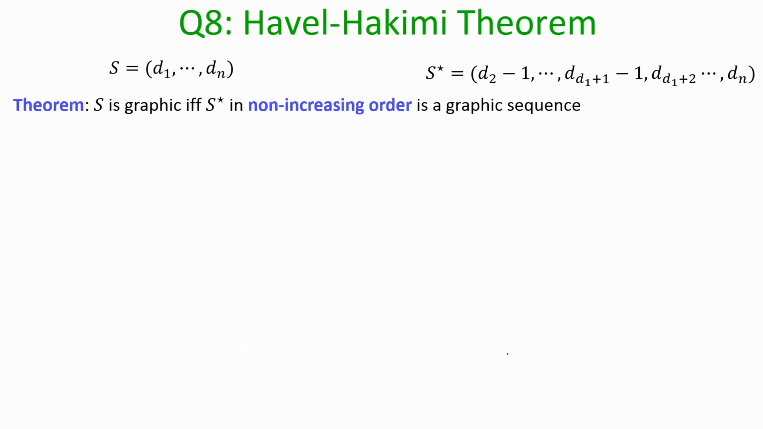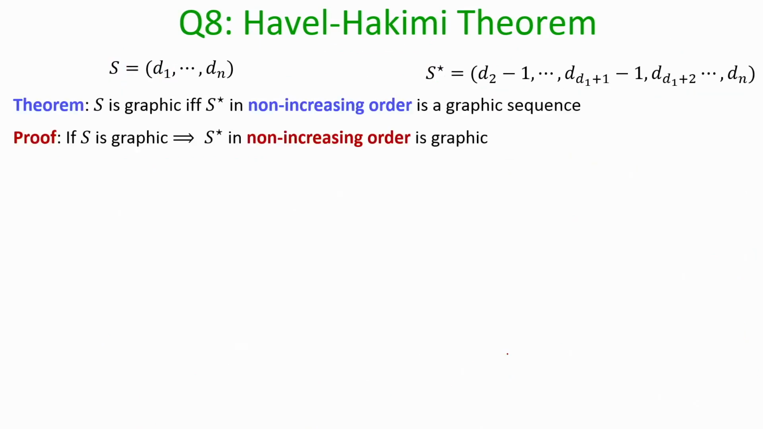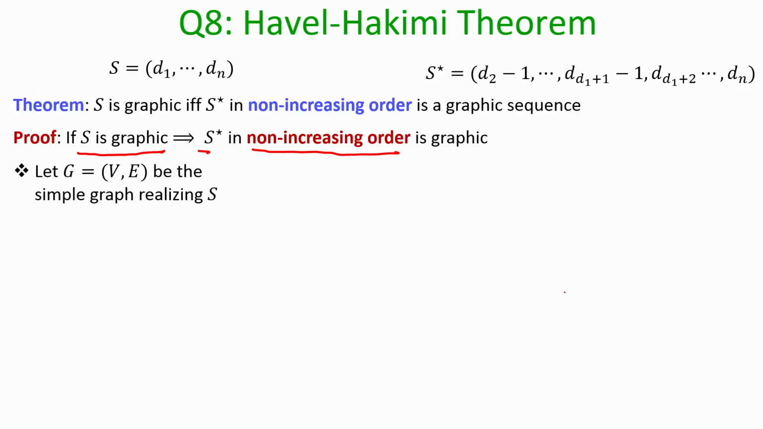Now, let us prove the implication in the reverse direction. So, I want to prove that if your sequence S is graphic, then the reduced sequence S star, when arranged in a non increasing order, is also graphic. Okay. And again I will give a direct proof. That means, I will assume that my premise is true and I will arrive at my conclusion.